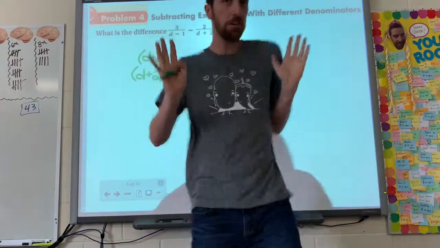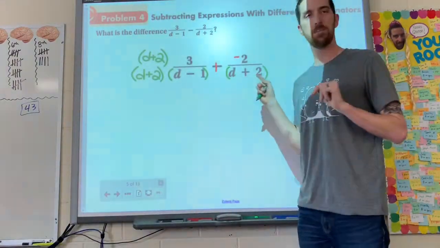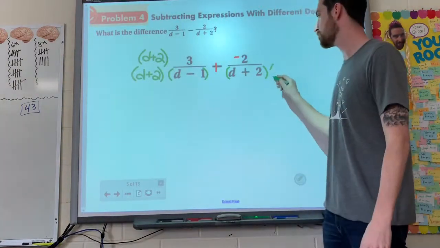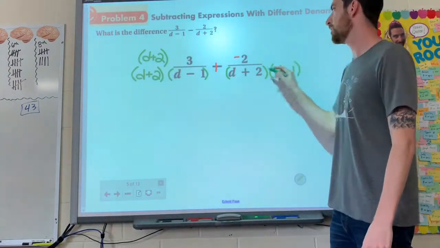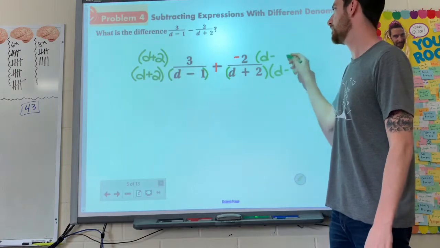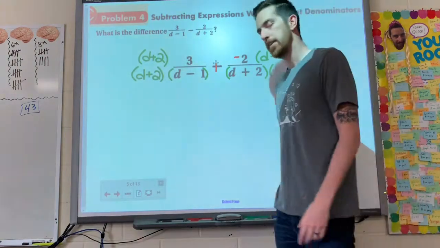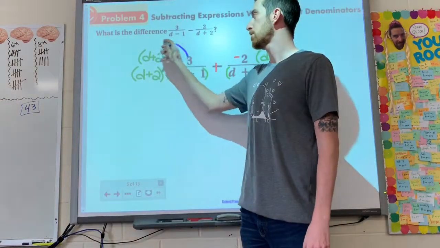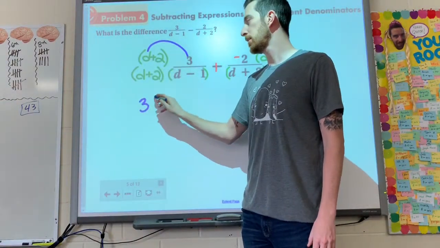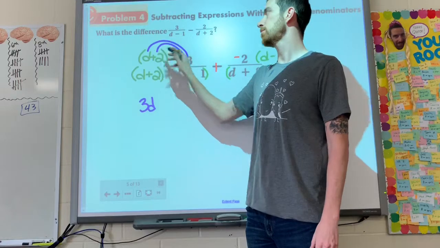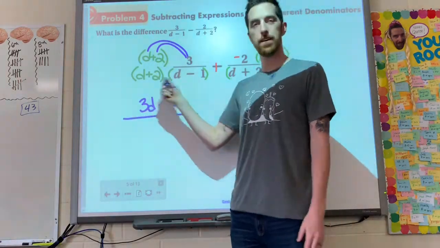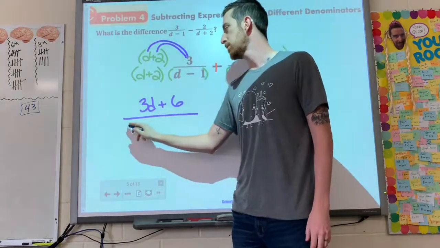Cool, let's journey on over to this fraction. It's got the d plus 2 down there, but it needs the d minus 1. So we can multiply numerator and denominator by d minus 1. So if we do this, 3 times d is 3d, 3 times 2 is 6. Our denominator is d plus 2 times d minus 1.